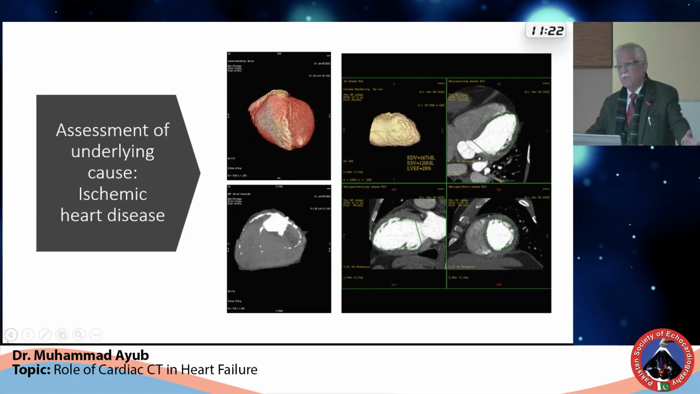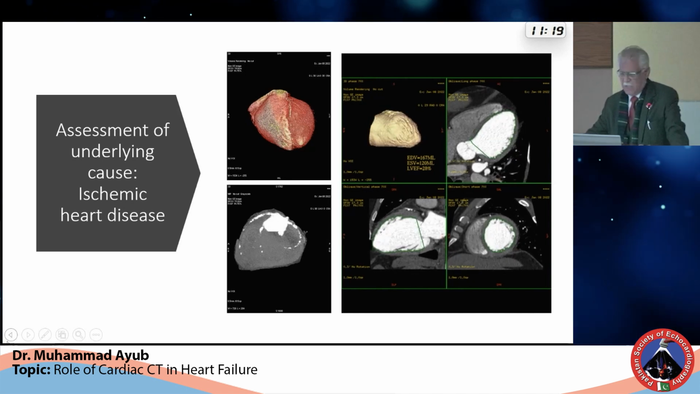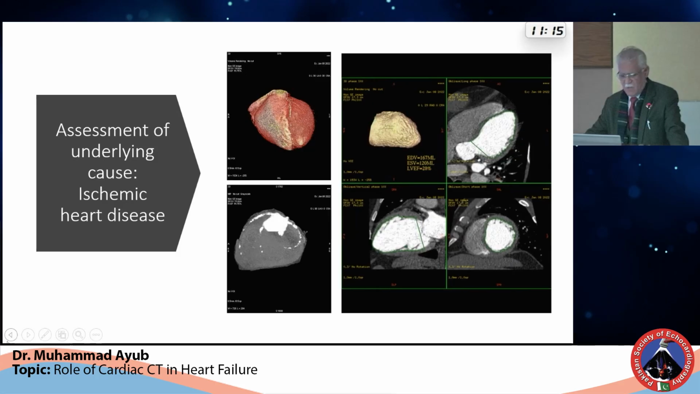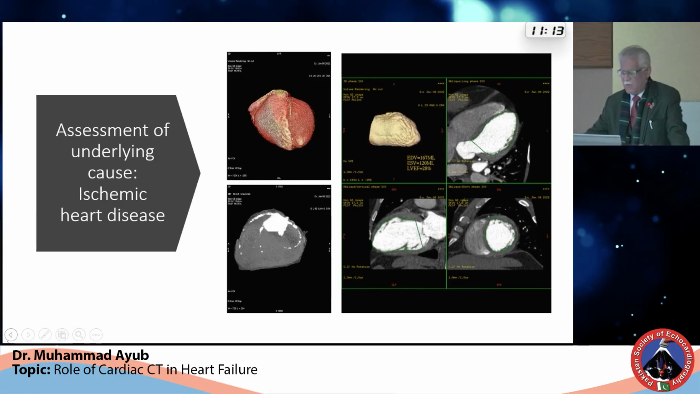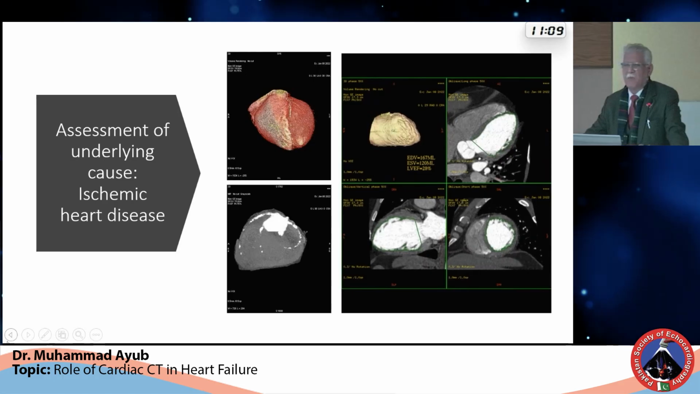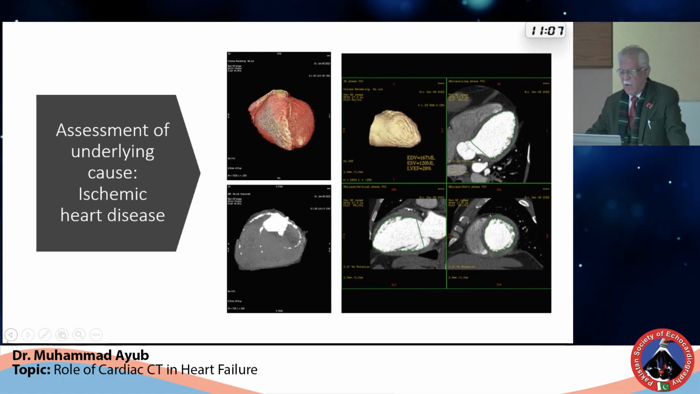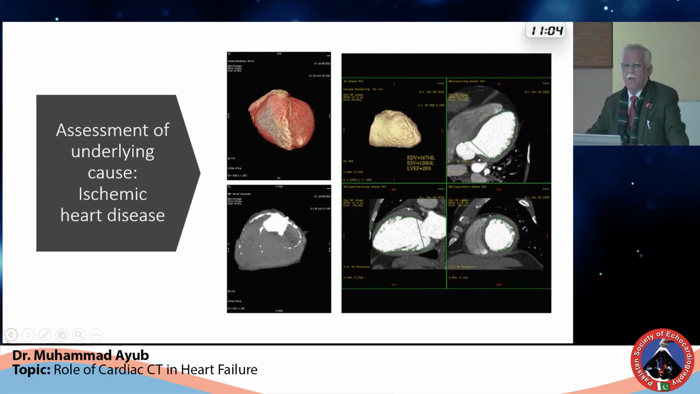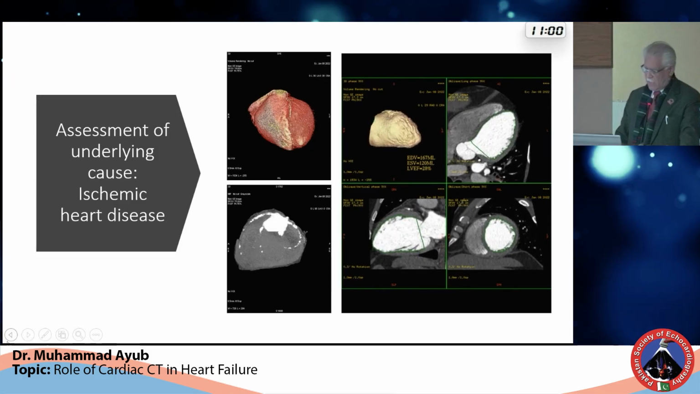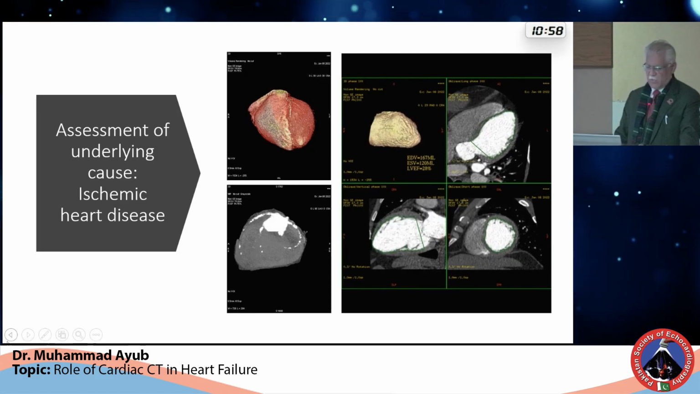This is just to show you some examples of how it can be used. This is a case of ischemic heart disease with very severe coronary artery disease and very bad LV. You can see that there is global reduction of cardiac function, and there are regional wall motion abnormalities seen in this cardiac CT. There is thinning, wall motion abnormalities, all seen in cardiac CT.